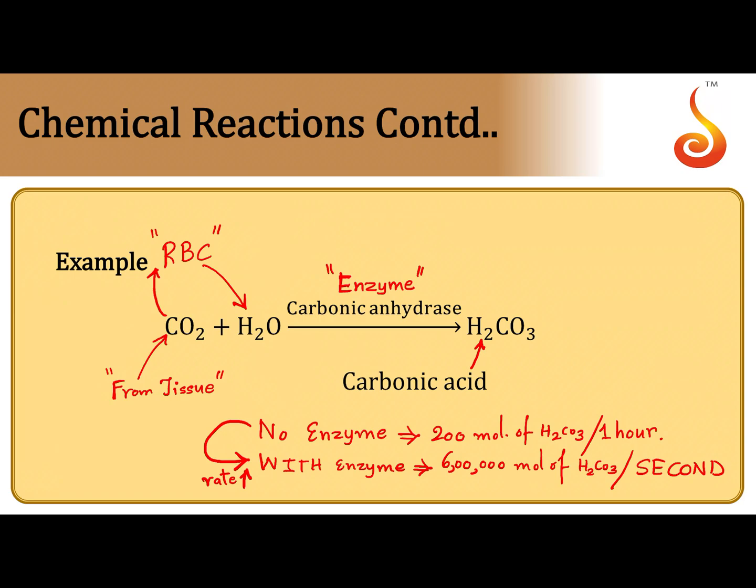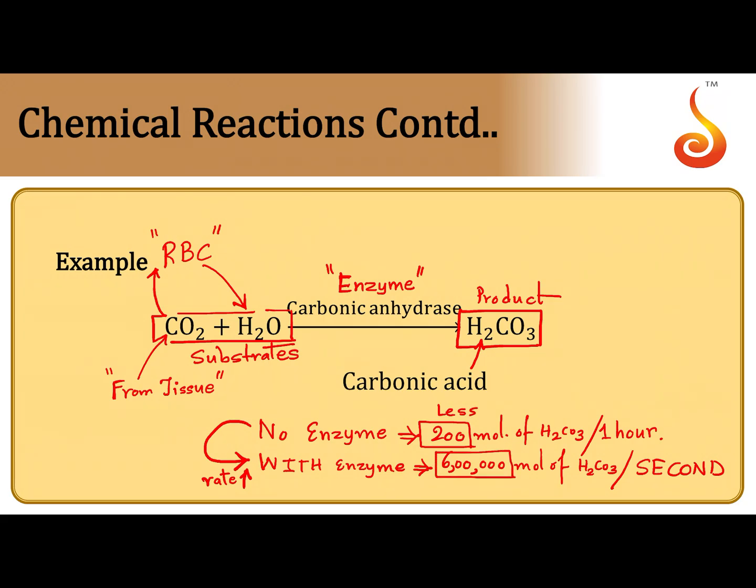Without the enzyme, we got only 200 molecules of the product. This is the product. The ultimate goal of this reaction is to obtain the product, and these are the reactants, isn't it? We don't call them reactants, we call them substrates because the enzyme reacts with them. So substrates are carbon dioxide and water. The goal of the reaction is to obtain product. In the absence of the enzyme, we get less product, just 200. In the presence of an enzyme, we get 6 lakh per second, we get more product.